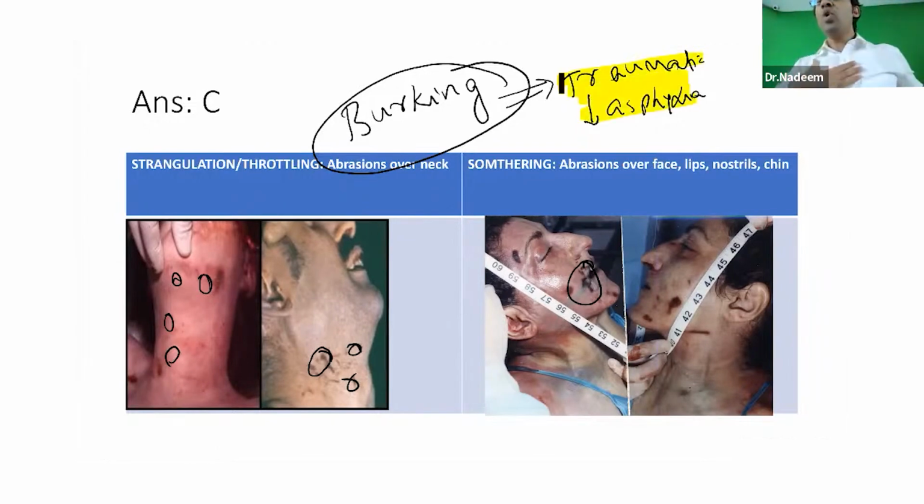So in this case, you will see reddish discoloration over the upper part of the thorax here. Now this is called a mask, mask ecchymotic. Okay, fine.